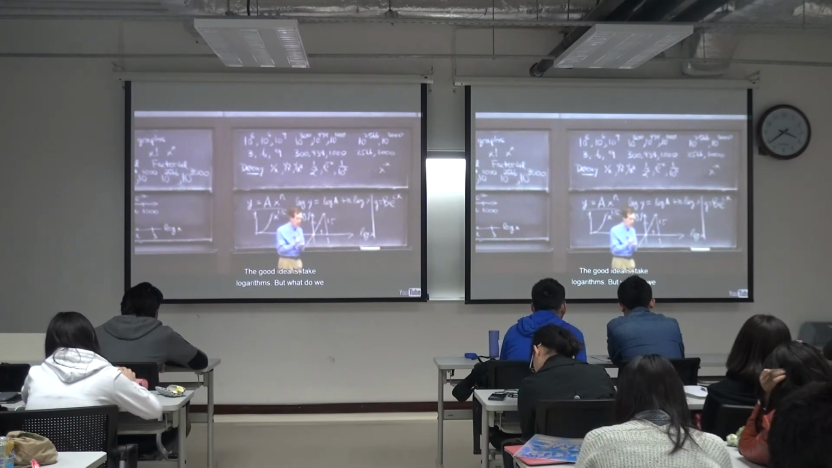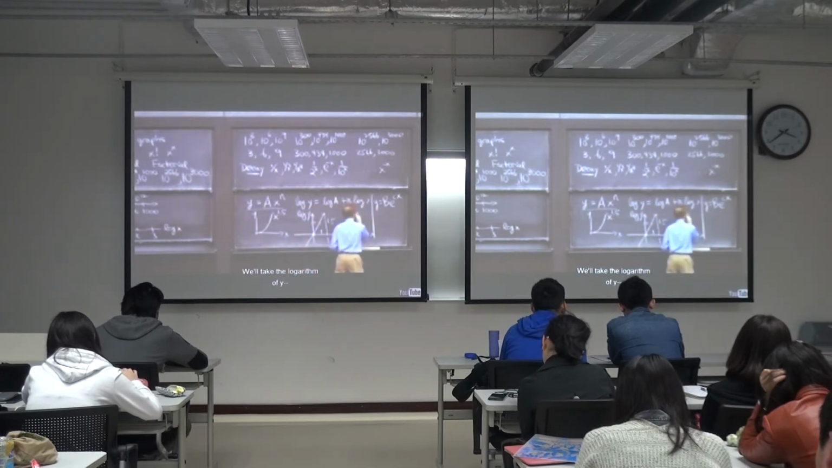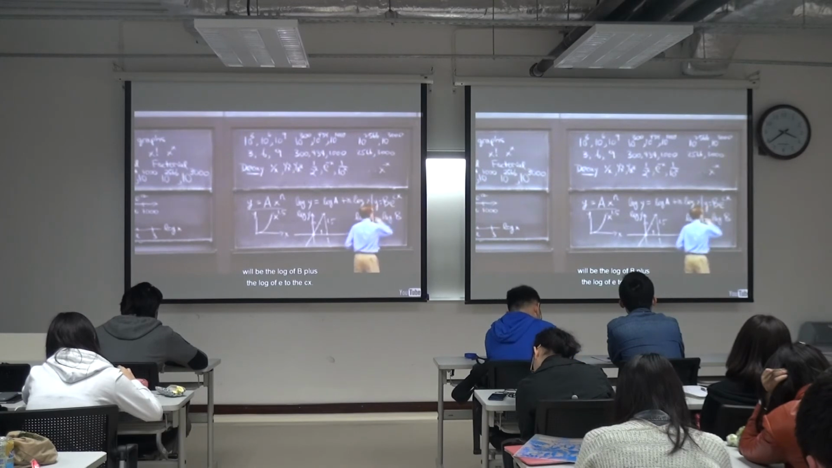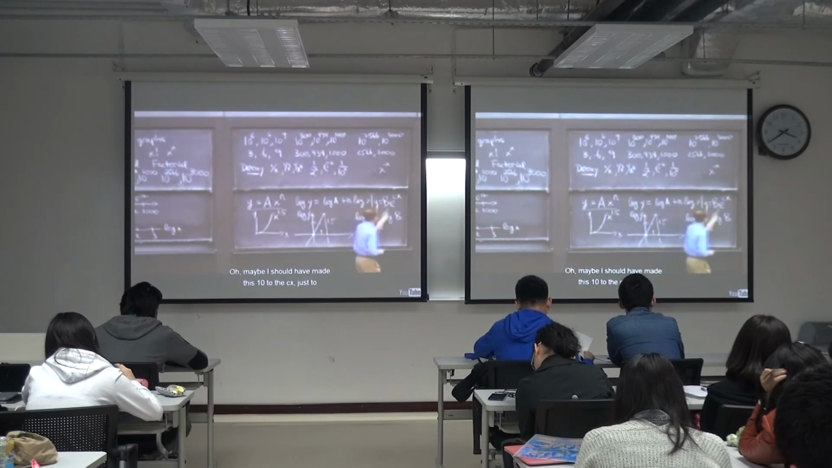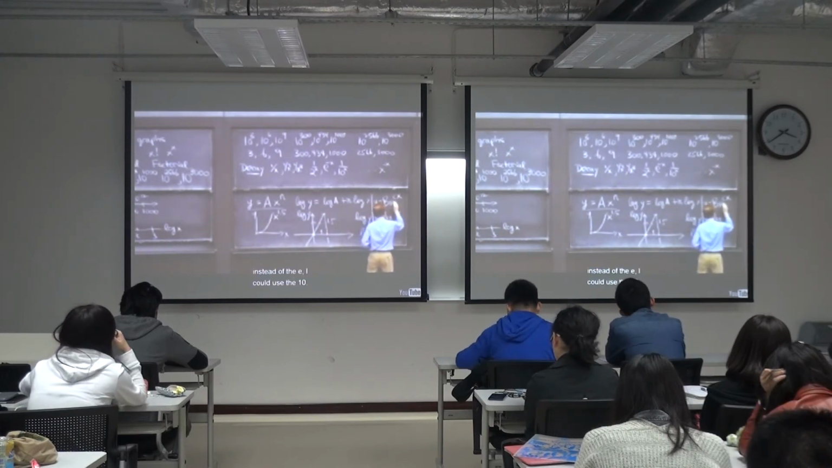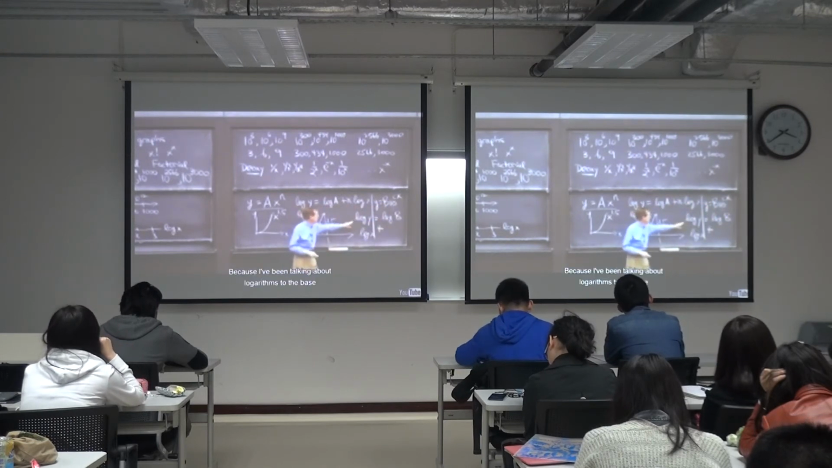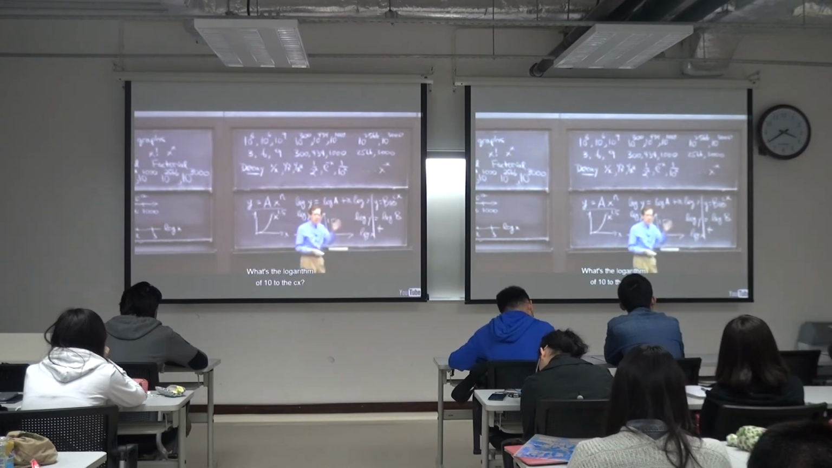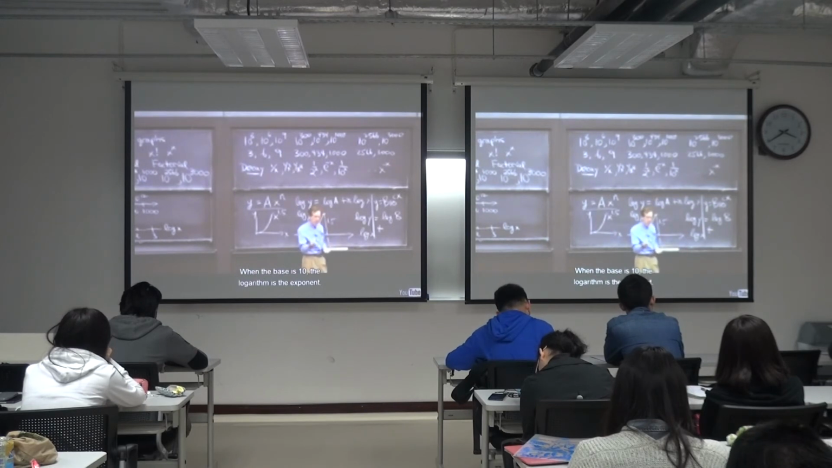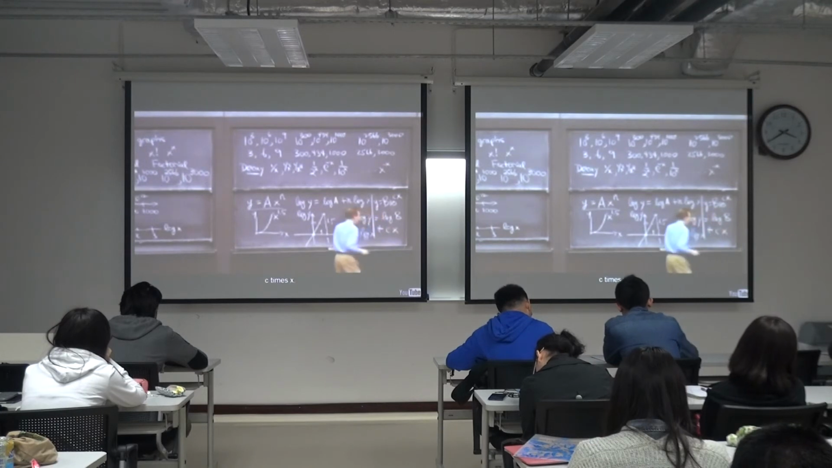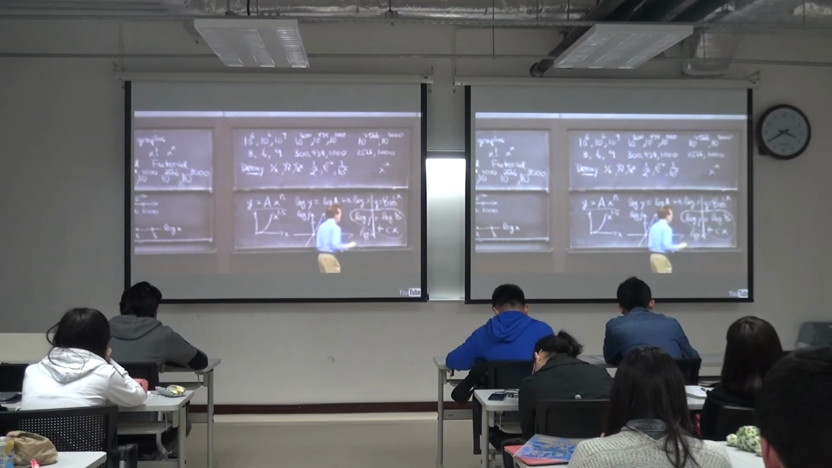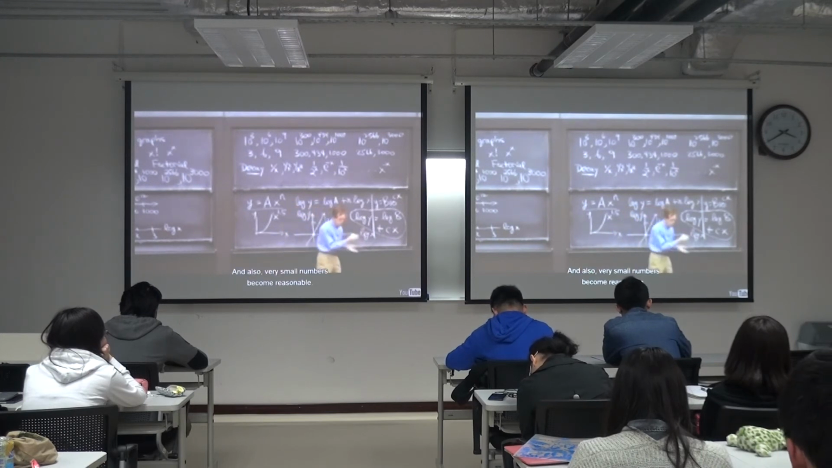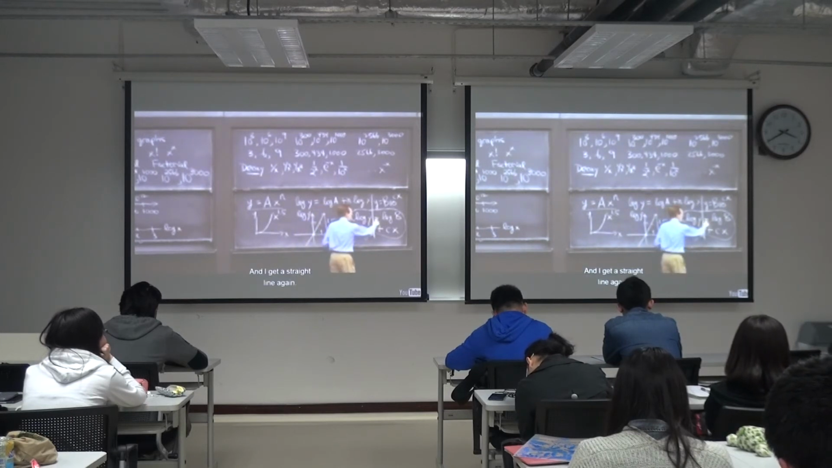The good idea is to take logarithms. We'll take the logarithm of y, log y, as before, which will be the log of b plus the log of e to the cx. Maybe I should have made this 10 to the cx, instead of the e. I could use the 10, because I've been talking about logarithms to the base 10, so let me use the powers of 10 here. What's the logarithm of 10 to the cx? When the base is 10, the logarithm is the exponent, c times x. So what am I seeing in this equation? When I've taken logarithms, my big numbers become reasonable, and also very small numbers become reasonable, and I get a straight line again.